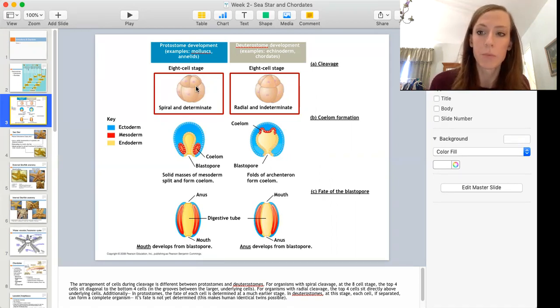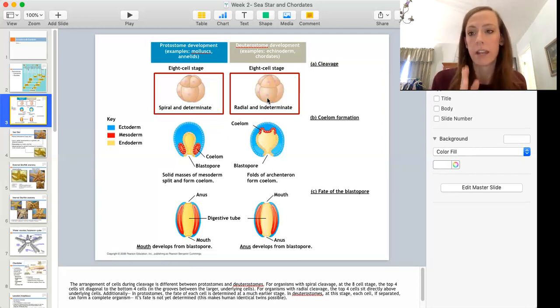And that looks different in deuterostomes, where instead of that spiral orientation, that diagonal orientation, we see a more linear orientation. So the top layer of cells sits pretty much directly on top of the bottom four layers of cells when we're talking about the 8-cell stage, okay? So that's called radial cleavage, all right, as opposed to spiral cleavage.